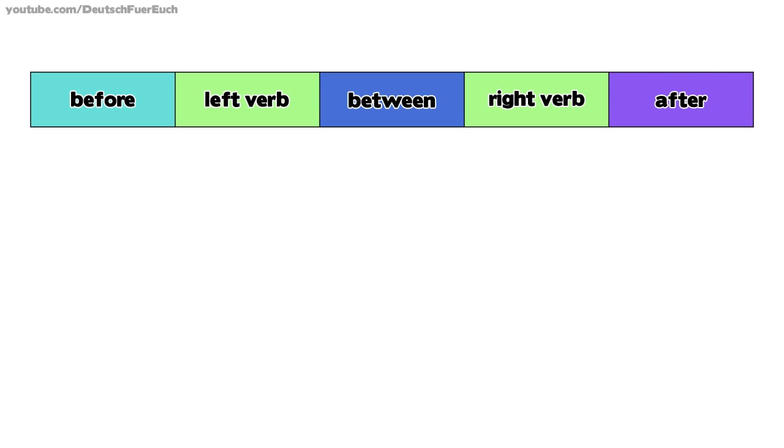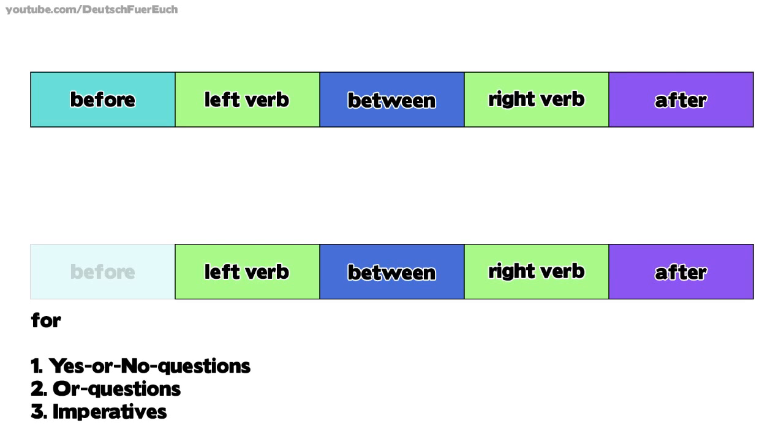In main clauses, this section can never be filled if we're looking at questions that ask for yes or no answers, questions that contain an or, so something like, do you want this or that, and imperative sentences. All of these start with the left verb section, so there is no before in them. You see now why it was so important to get away from the whole first and second position thing? Because now we can say it starts with the left verb instead of saying the predicate is in the second position. So, remember, for these three categories, we don't have a before section. These start with a left verb.